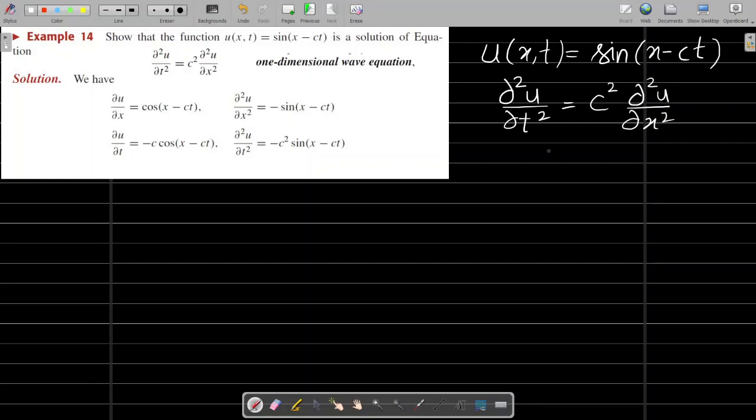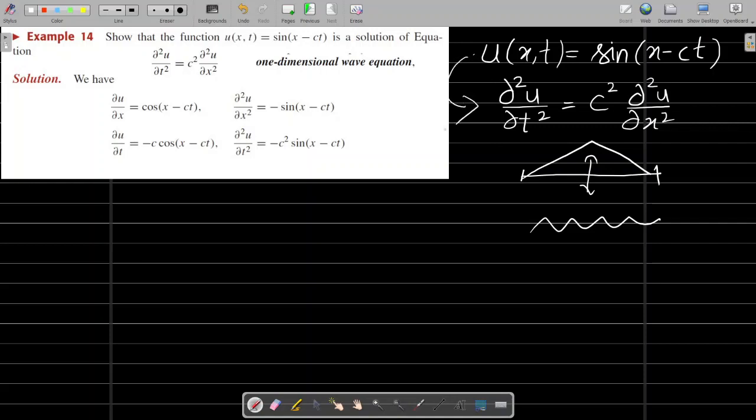This is the equation which governs the transverse vibrations of a string. Suppose I am having a string which is fixed at two endpoints. Suppose I am plucking the string along a given plane and then releasing it, the string starts vibrating. So this transverse vibration of the string is governed by this one-dimensional wave equation. So you are asked to show that sin(x − ct) is a solution of this equation.